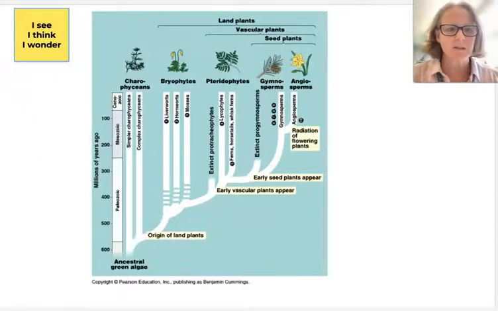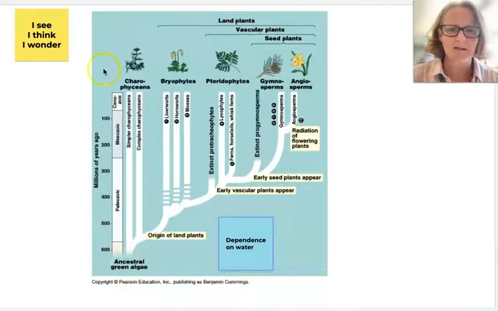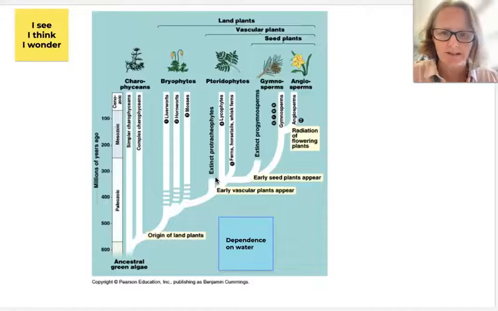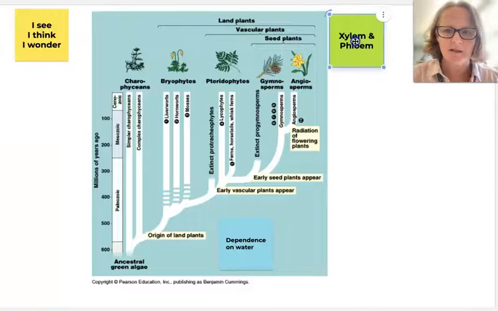So let's see if you noticed that there is a changing dependence on water. Very early types of plants were based in the water, and they were green algae. And then as land plants evolved and we have mosses and then ferns, they became less dependent on water than being in the water, but they still need to be in very moist environments. The fern has got xylem and phloem developing. That's what early vascular plants means.